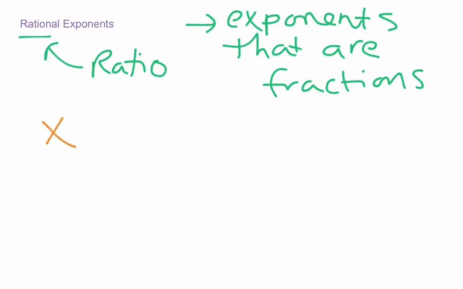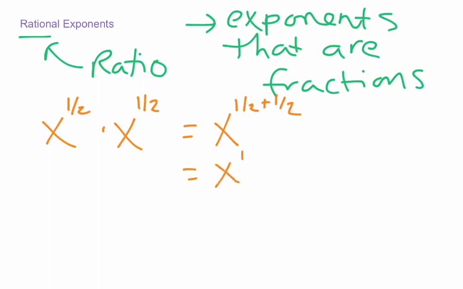Let's say we have x to the 1/2. At this moment, you don't really know what x to the 1/2 means. How can x be used as a factor half of the time? That doesn't quite seem right, but just bear with me. I'm going to multiply that by x to the 1/2. We know from our laws of exponents that if we multiply like bases, then we add exponents. So this would be x to the 1/2 plus 1/2. With me so far? On the right-hand side, 1/2 plus 1/2 is 1.